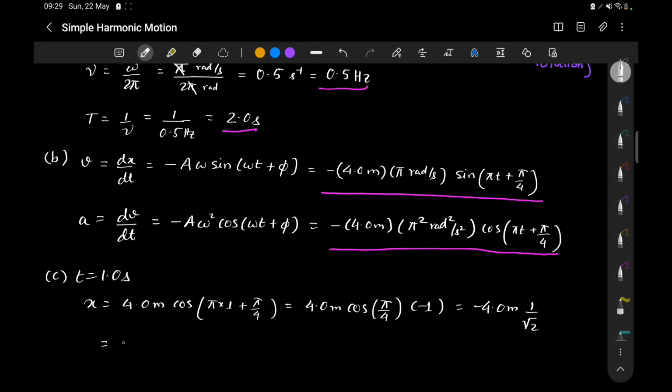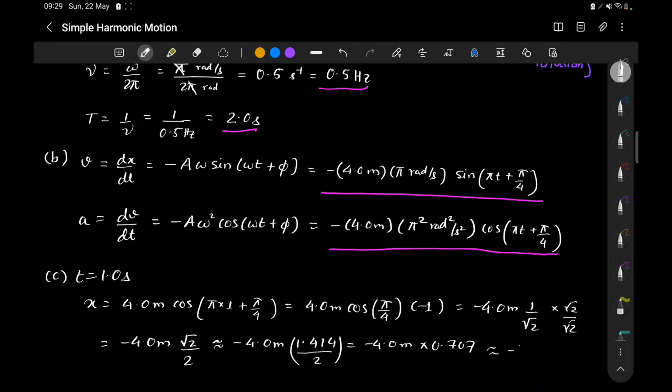So let us put in the values. 1 over root 2, if we rationalize, multiply and divide this by root 2. So this is approximately, root 2 we can take as 1.414. So this comes out to be roughly minus 2.83 meters.